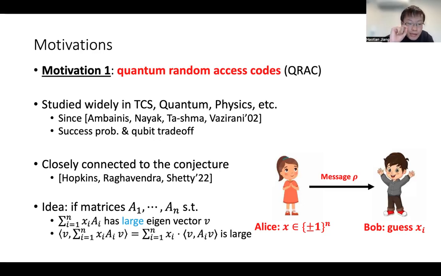Then you look at v transpose the sign sum times v. You can rewrite this as the sum of xi times v transpose ai v. Okay? And this should be large for any coloring xi. For any coloring xi, there exists such a v so that the sum of xi times v transpose ai v is large. This basically says v transpose ai v has a non-trivial correlation with xi. So Alice could have just sent the quantum state v transpose to Bob, and Bob could guess xi correctly with non-trivial probability.